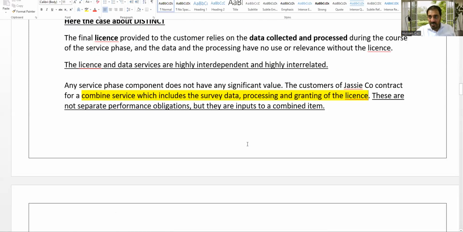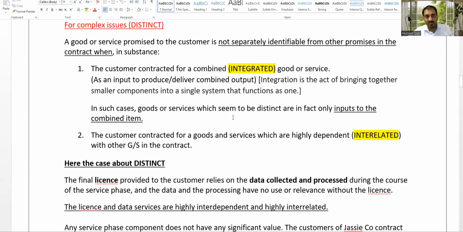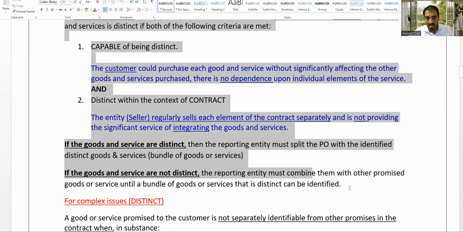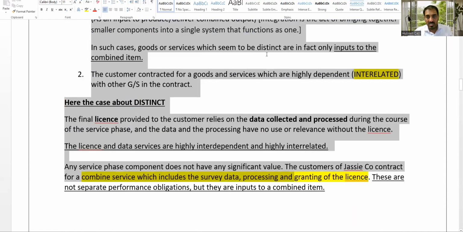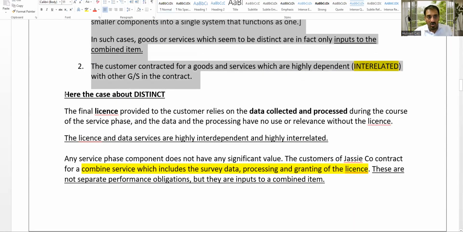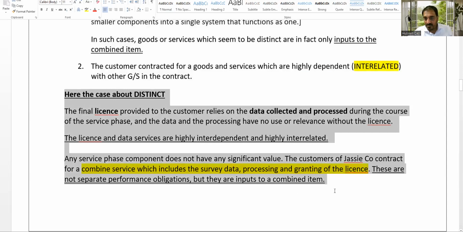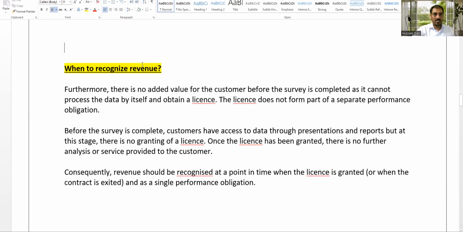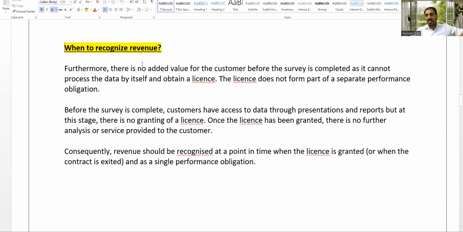Till now you are able to get 6 marks: 3 marks related to principles, and almost 2 to 3 marks related to application. Now, the last point: when to recognize revenue?